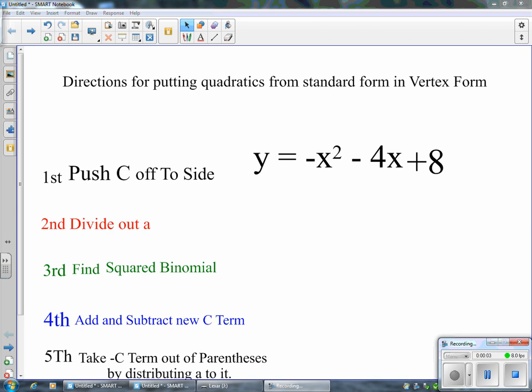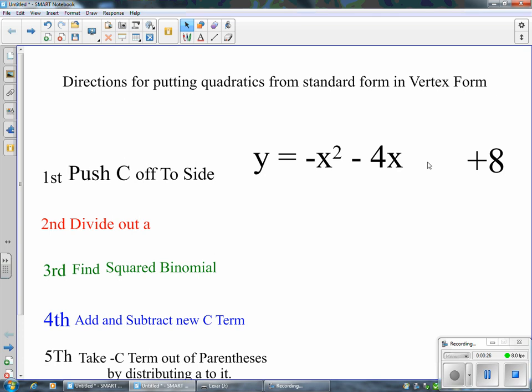Hello. Today we're talking about vertex form, and here's some step-by-step directions to help you get from standard form into vertex form. First thing you want to do is start with your C term. In this case, it's a +8, and just kind of move it off to the side. Push it off there, leave some space because you're going to be working with that.